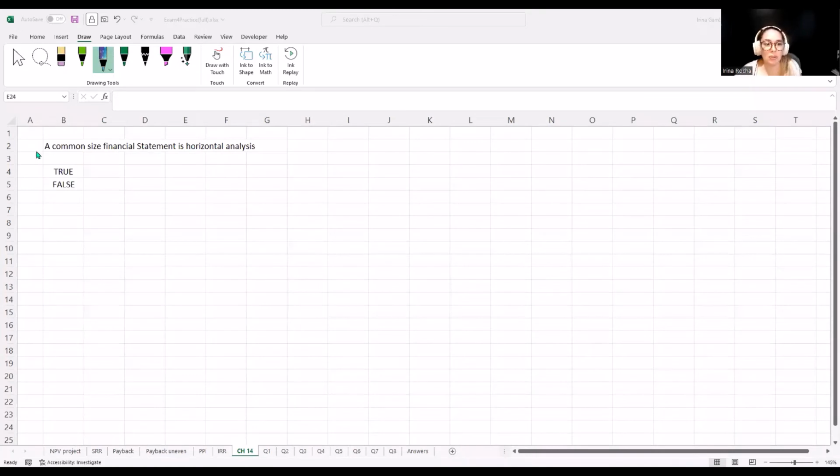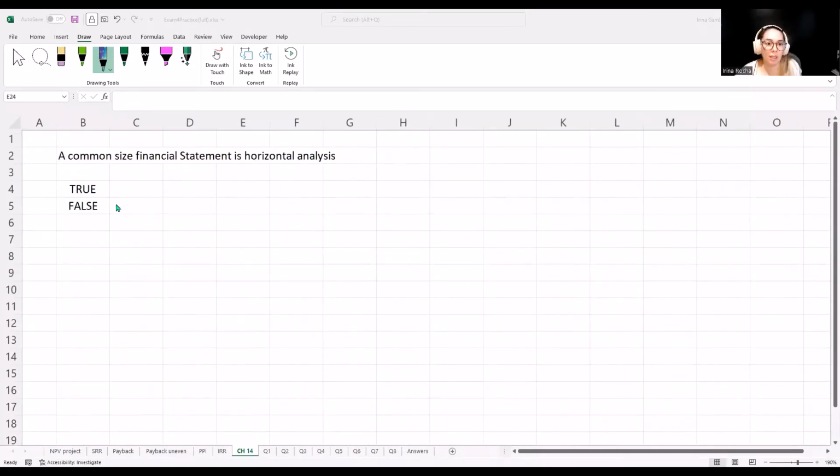So a common size financial statement is horizontal analysis. Is this true or false? And the answer is false. Why?